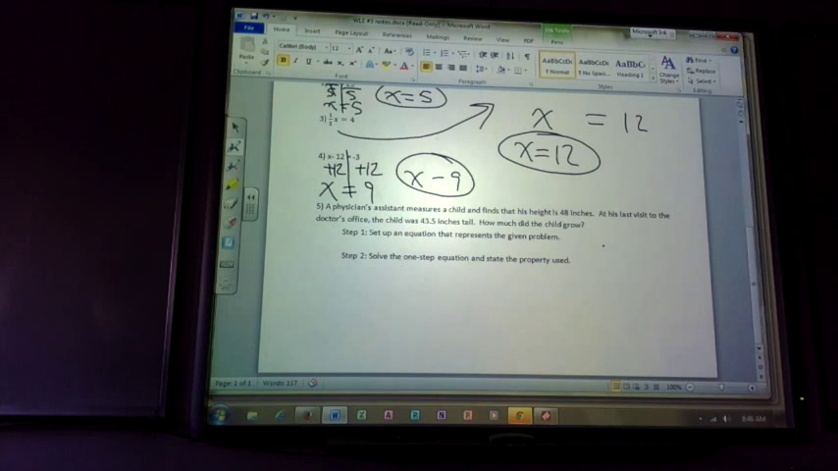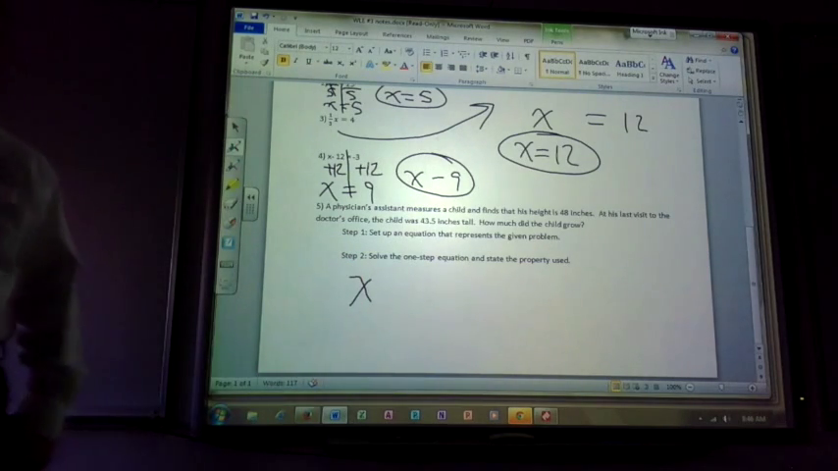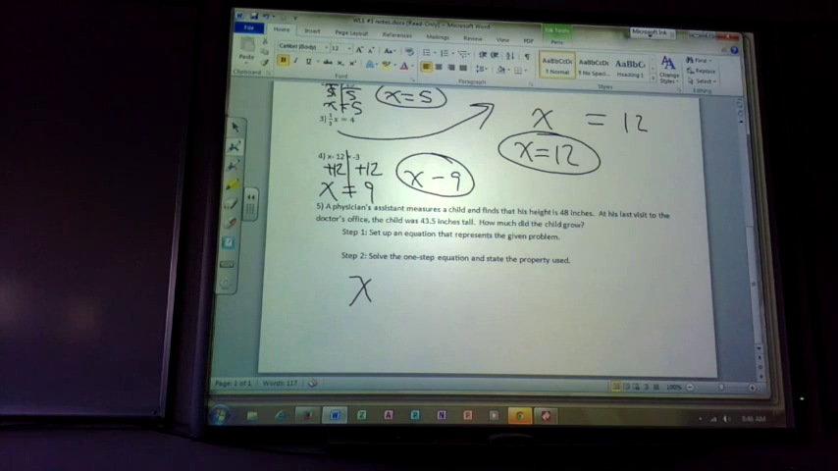So a physician assistant measures a child and finds that his height is 48 inches. Okay, so the child is 48 inches tall, which is 4 feet tall. At his last visit to the doctor's office, the child was 43.5 inches tall. How much did the child grow? So let's set up an equation. We're going to say that x is how much the kid grew, or h, or q, or p, or z, or the Greek letter alpha. I don't care. We're just going to create a variable.